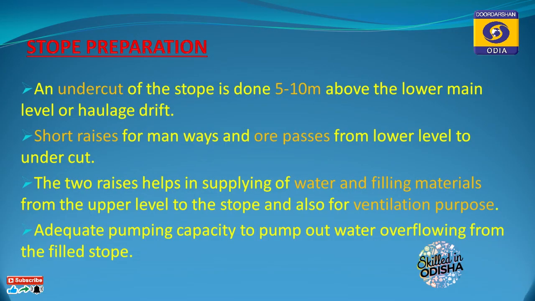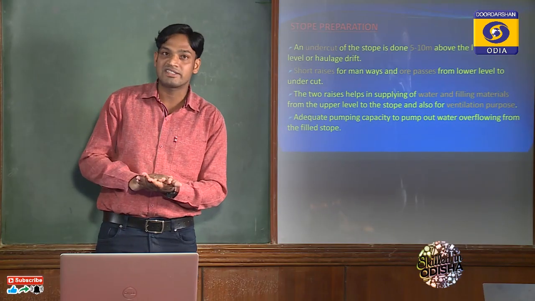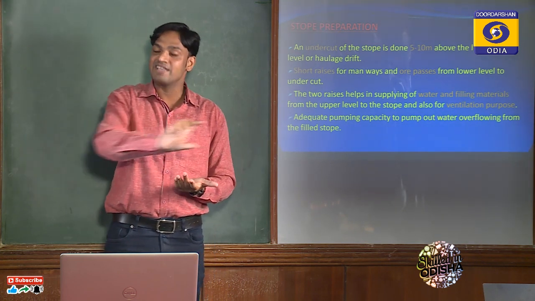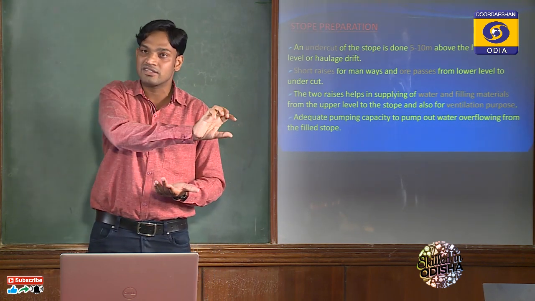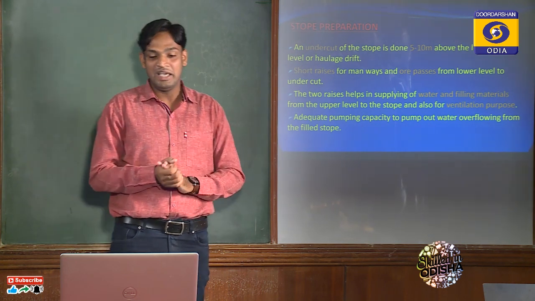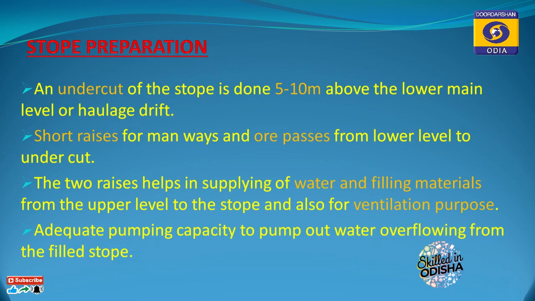An undercut of the stope is done 5 to 10 meter above the lower main level. As I have said, we have driven the lower main level and we have driven the upper main level. From the lower main level or haulage drift, we have to start an undercut. We have to take a slice of 3 meter. That vacant area is now filled with the filling materials. Then the short raises for manways and ore passes from lower level to undercut are done. I will show you all these things in the next figure.